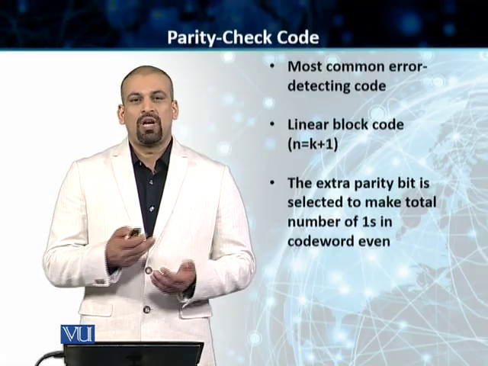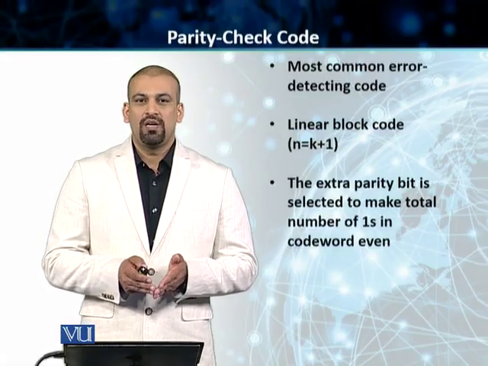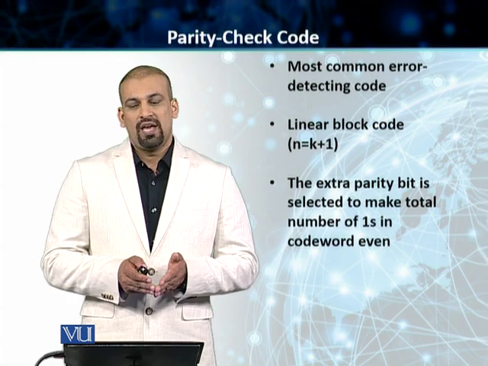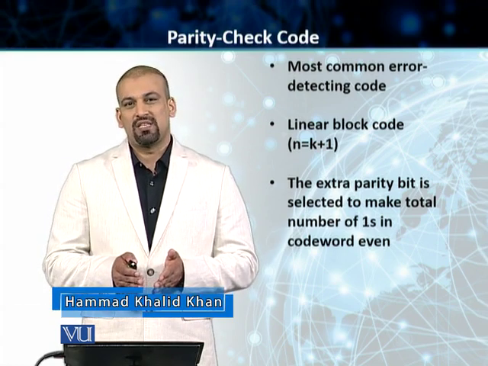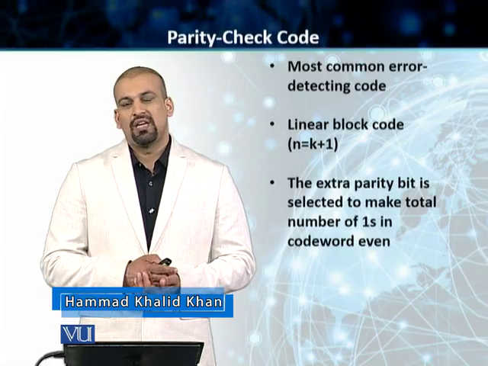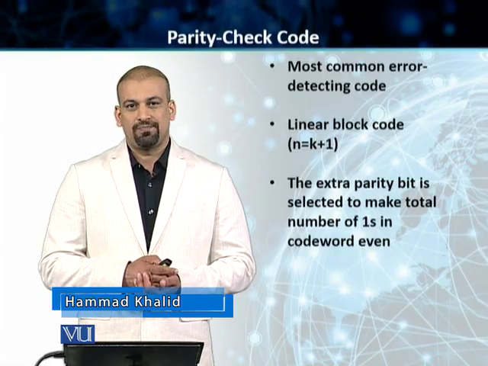We add a parity bit into it. So students, the total number of bits in our resulting code word is equal to n, and that n is equal to the number of bits in our data word, which is k plus 1. N is equal to k plus 1 in this particular case.